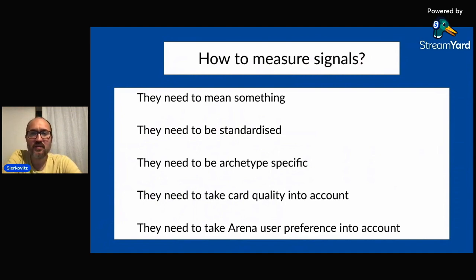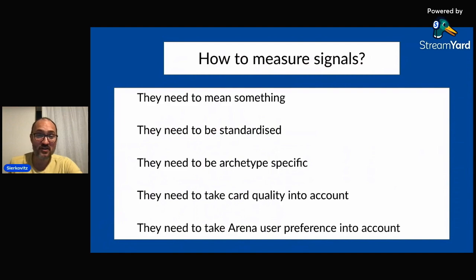They need to be archetype specific. I think that signals should be archetype specific, because you want to figure out which color combination is open. And to understand which color combination is open, you need to know which cards are specifically signals for that archetype.